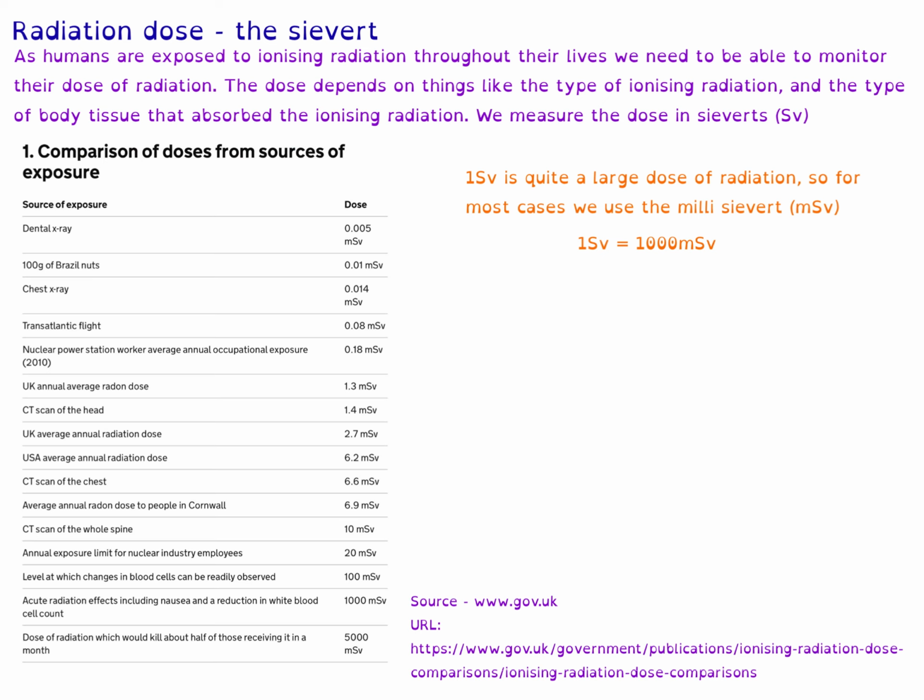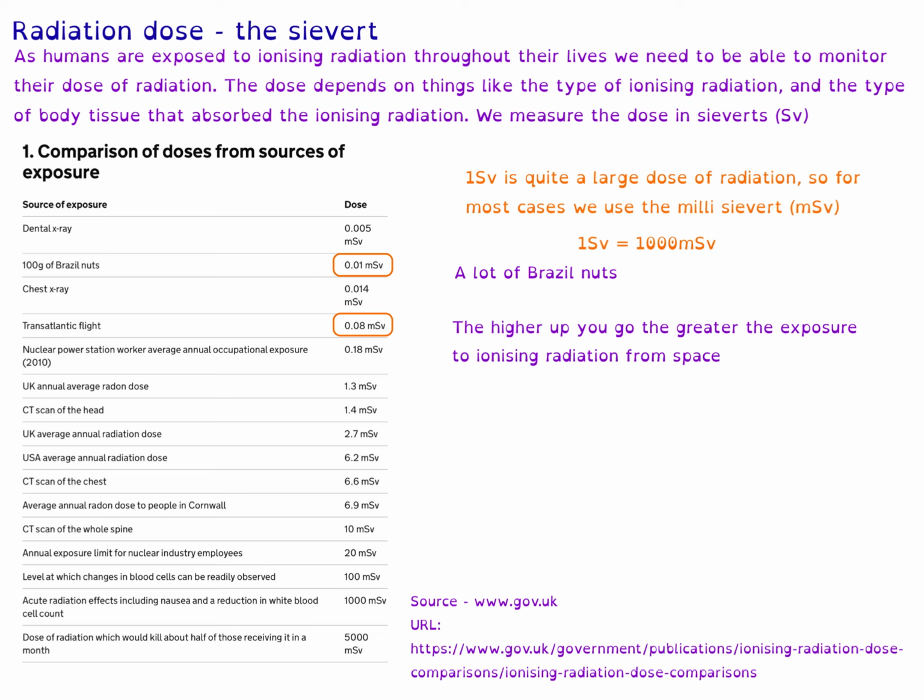There's a table here that shows you the comparison of doses from sources of exposure. So 100 grams of Brazil nuts will give you a dose of 0.01 millisieverts. Transatlantic flights will be 0.08 millisieverts. The higher up you go, the greater the exposure to ionising radiation from space.